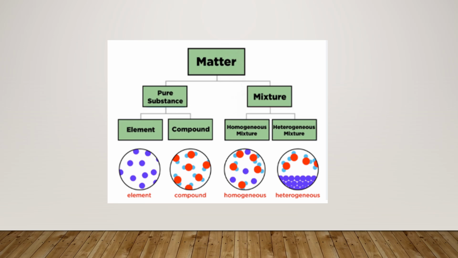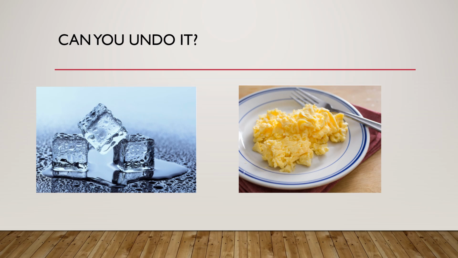To understand the difference between a pure substance and a mixture, you first need to understand the difference between a chemical and a physical change. It is very easy to figure out if something is a chemical or physical change. Just ask yourself, can you undo this? If you have an ice cube and that ice cube melts, is that a chemical or a physical change? Can you undo it? Can you unmelt an ice cube? Yes, you can. Just pour the water back into the ice cube tray and put it back in the freezer. That means melting and freezing are physical changes.